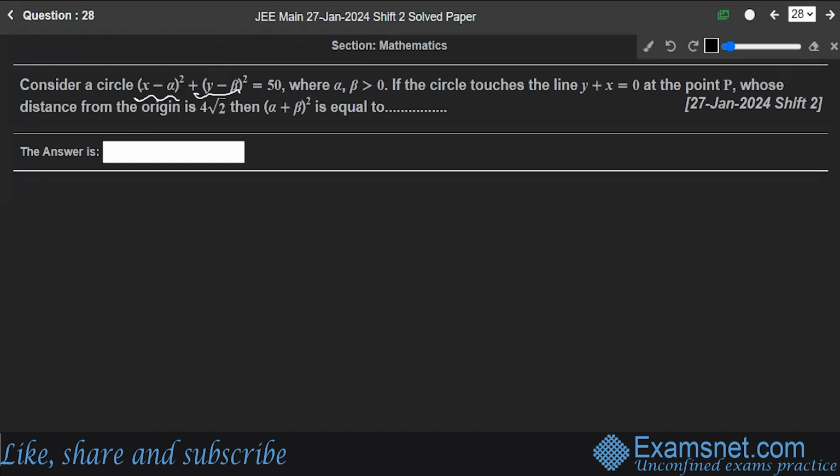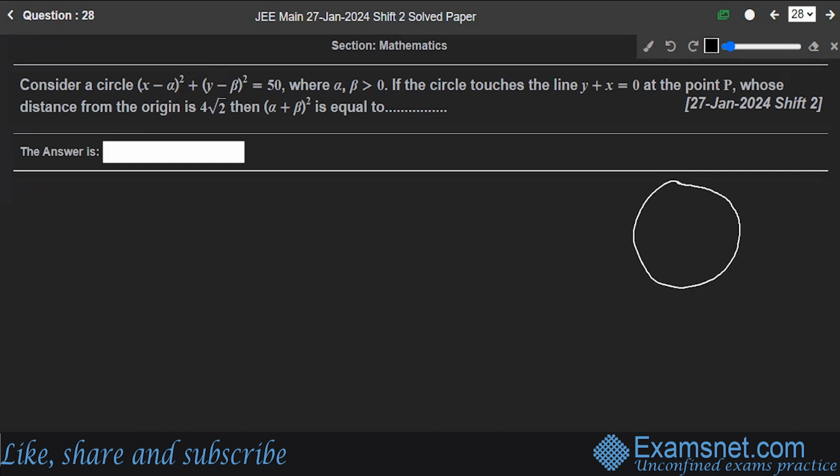Next is question number 28. You have a circle, x plus alpha whole square, y minus beta whole square is equal to 0, where alpha and beta are greater than 0. Okay, fine. I'll talk about that later. If the circle touches this line at the point P, whose distance from the origin is given by this, then what is the value of alpha plus beta whole square? This is your circle.